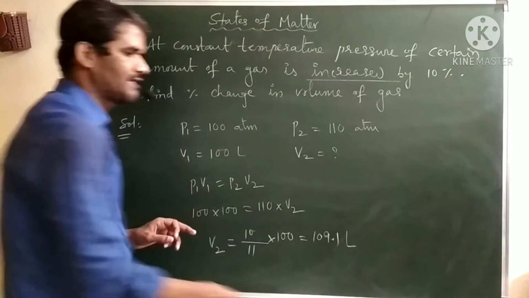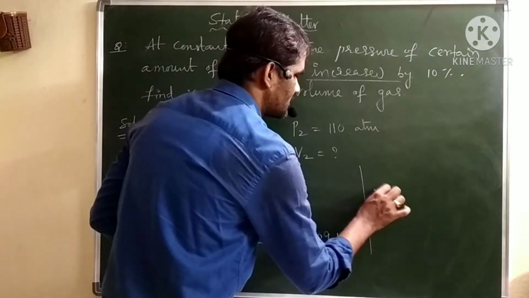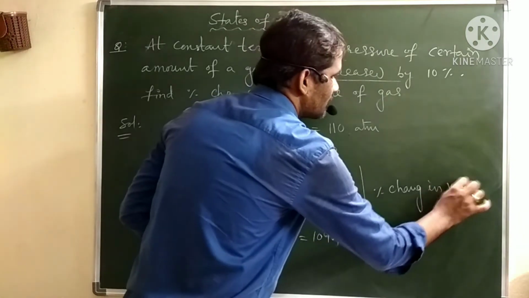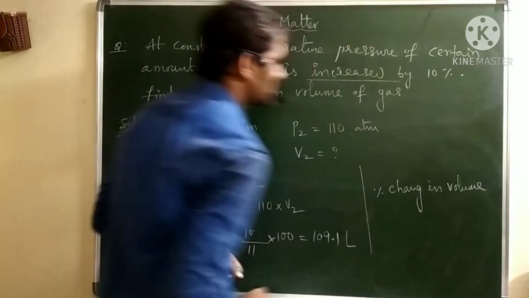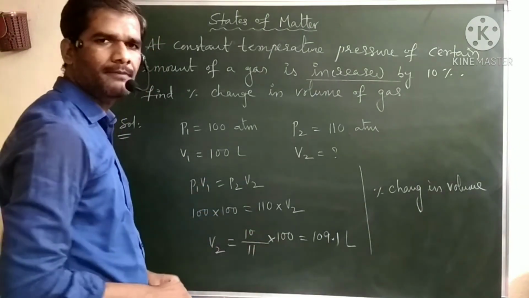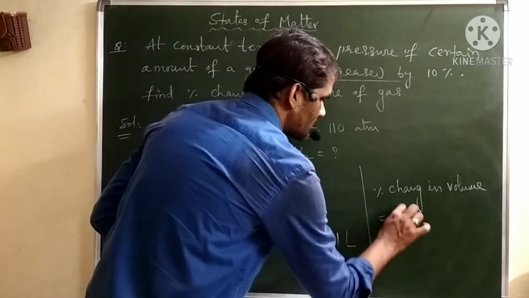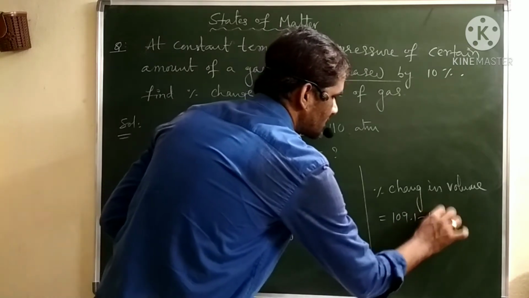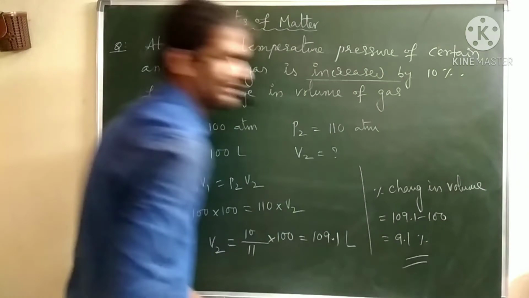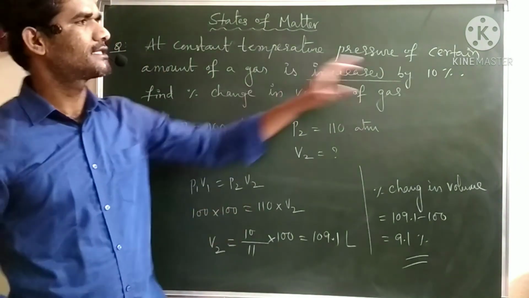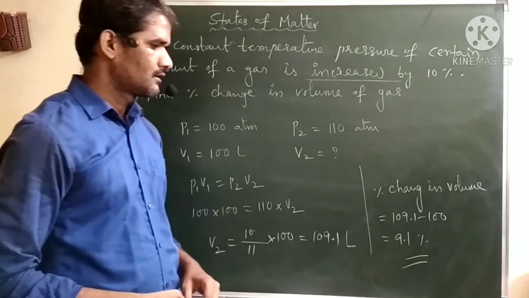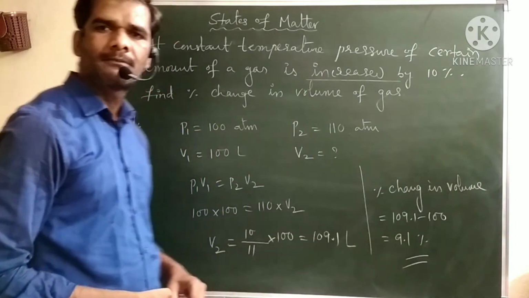Then what is the change now? The percentage change in volume. Initial volume 100 liters and final you are getting 109.1. So this is 109.1 minus 100. So you will get 9.1% is the change. If the pressure increases 10%, then here volume change is 9.1%.